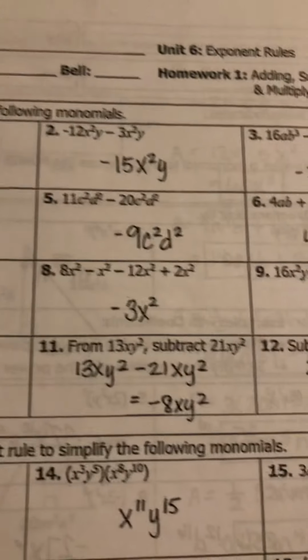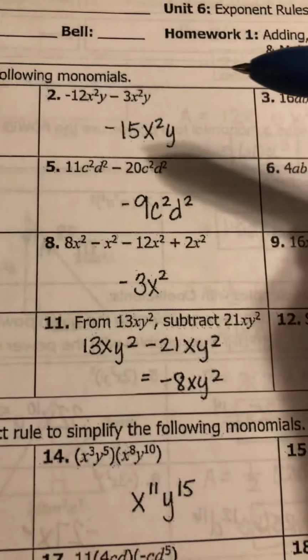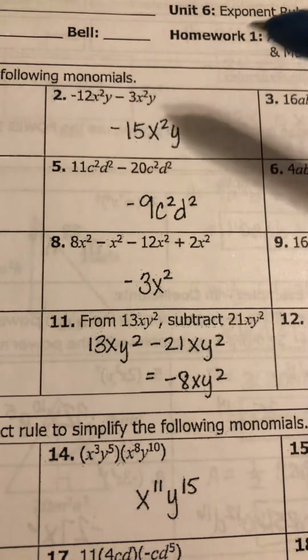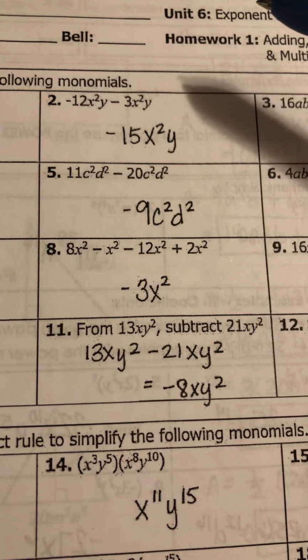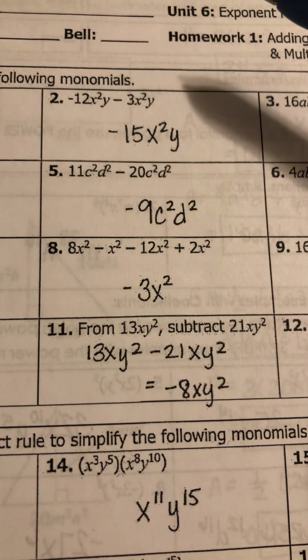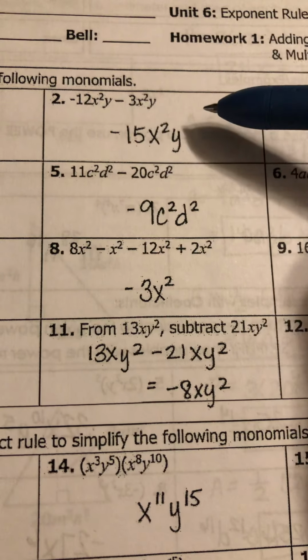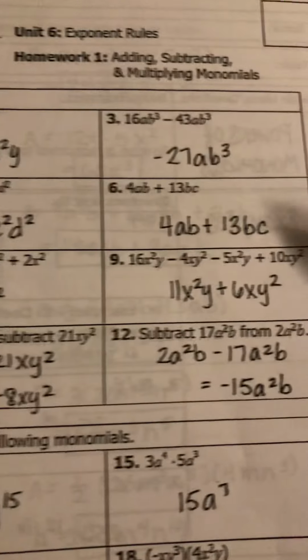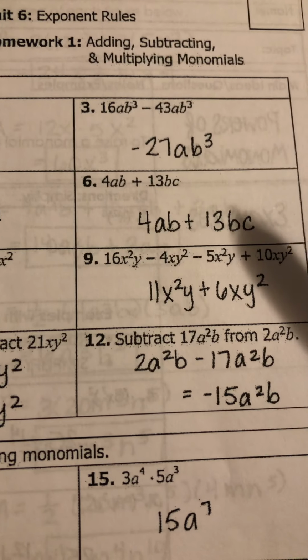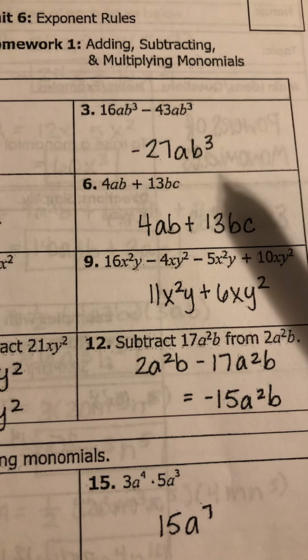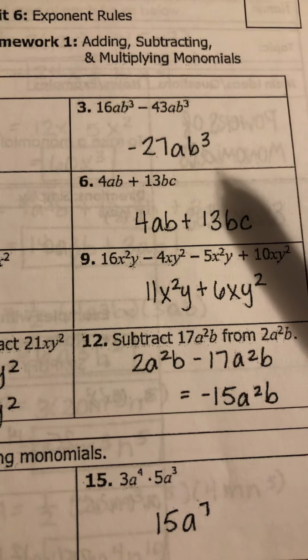If I scoot over to number 2, it looks like I have the same terms here, so I get to combine them. I'm subtracting 3 from negative 12, so I end up with negative 15x squared y. For number 3, I'm going to be subtracting, because they are the same term. So I'm just subtracting 43 from 16. I'm going to end up with negative 27ab to the third.